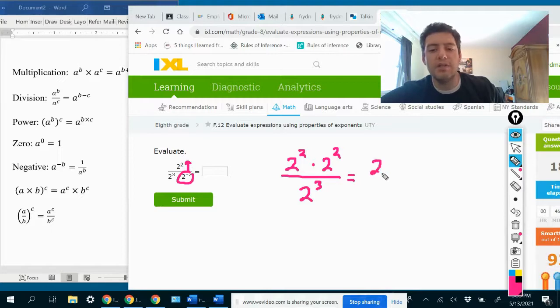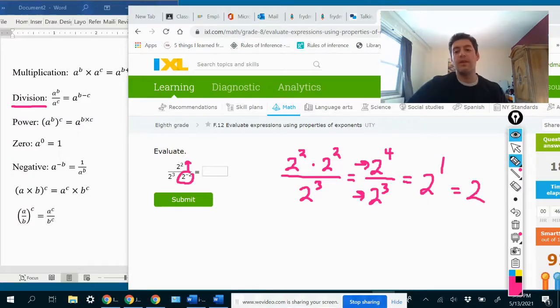Okay, this is going to be the same as 2 to the 4th power. 2 to the 2nd times 2 to the 2nd is 2 to the 4th, using the multiplication rule. Since these are getting multiplied and the bases are the same, I can add the exponents. So 2 plus 2 is 4, over 2 to the 3rd. Now, again, the bases are the same, so I can use the division rule and I can subtract the exponent. So 4 minus 3 is 1. So I get 2 to the 1st power, which is just 2.